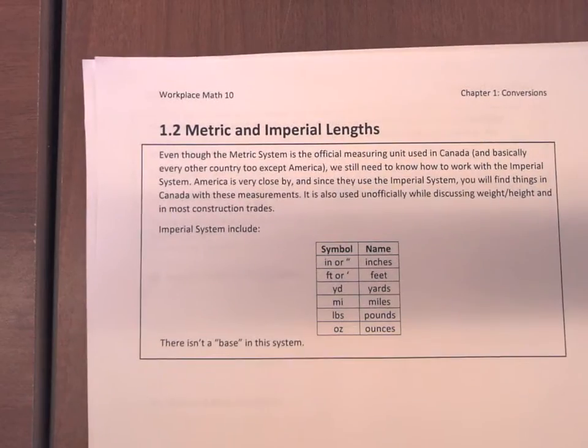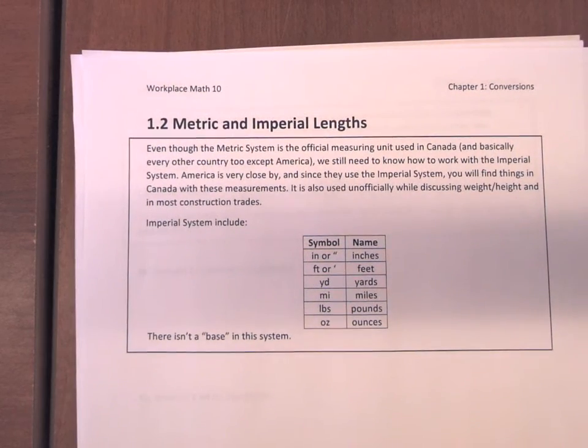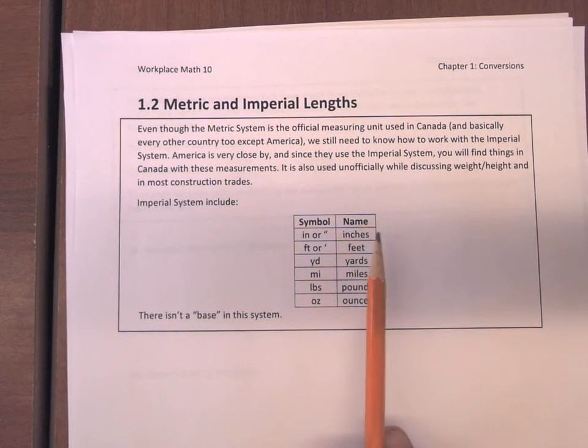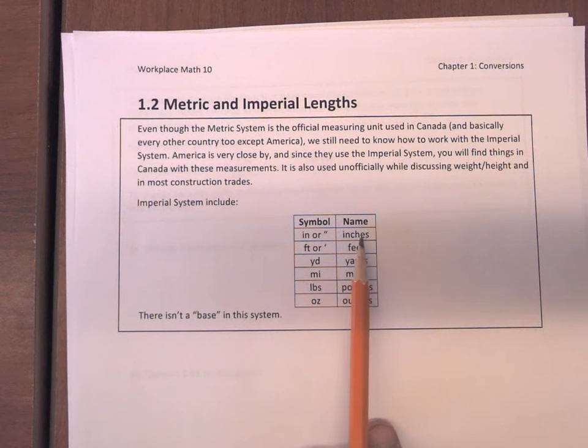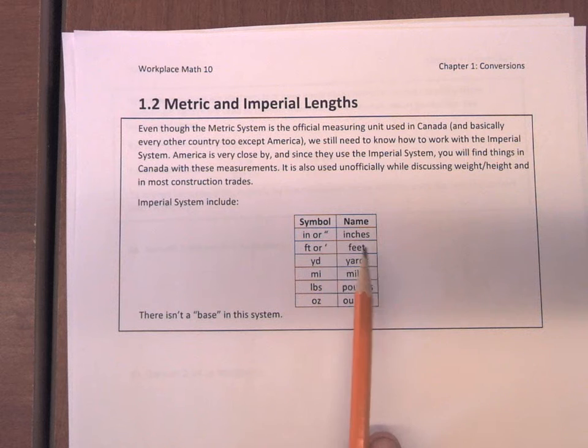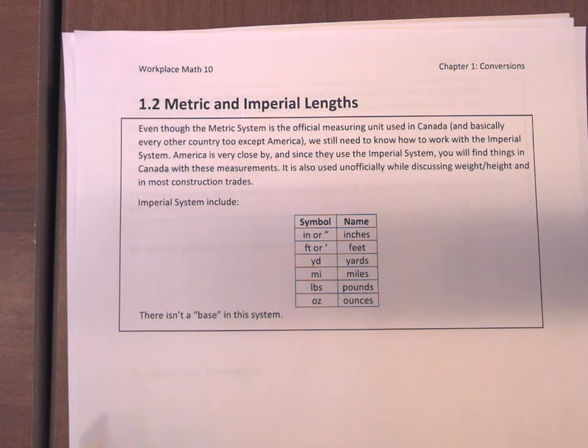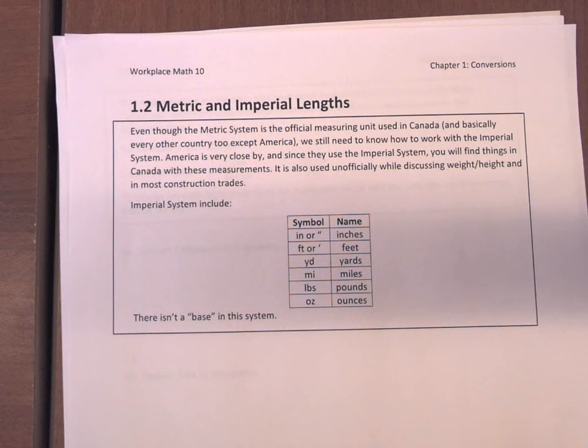So also within the metric, we have the imperial system, and this is used down in America and a couple other countries, and they use a few different symbols. You've maybe seen these more so for measuring things, say in building and construction. They use inches, feet, yards, miles, pounds, ounces. And there isn't a base in this system, so it does get a little more complicated, and you have to sort of remember some of the conversions.